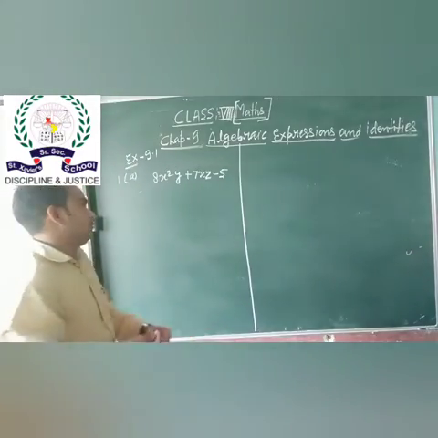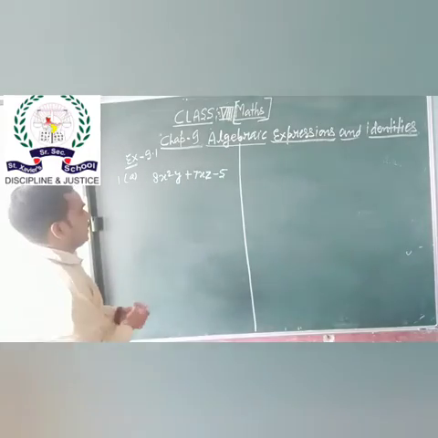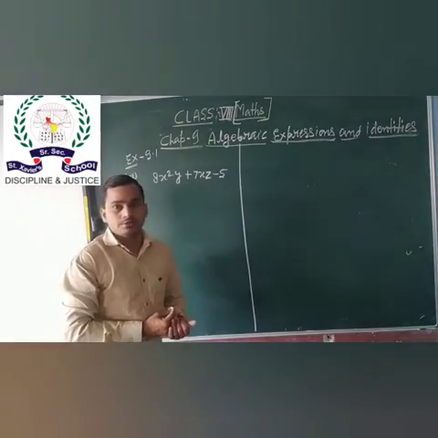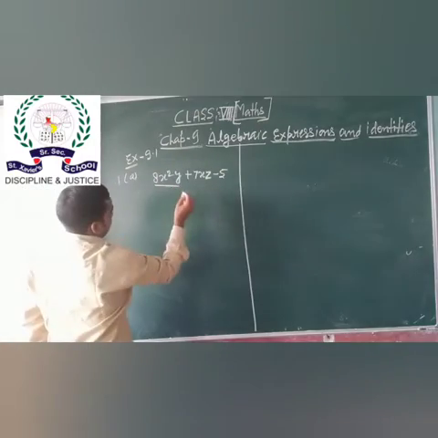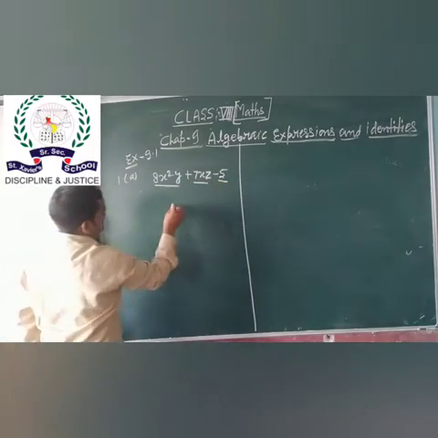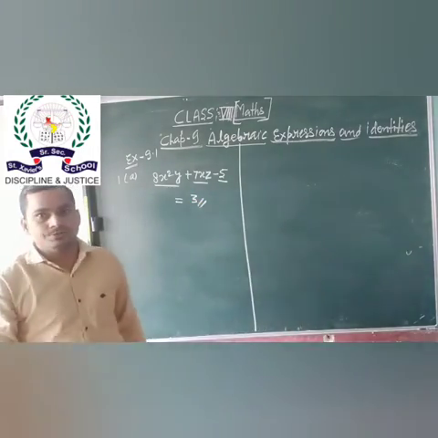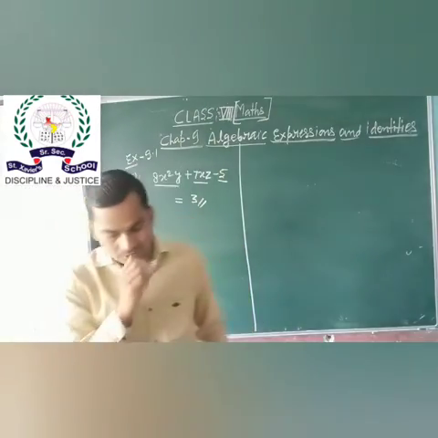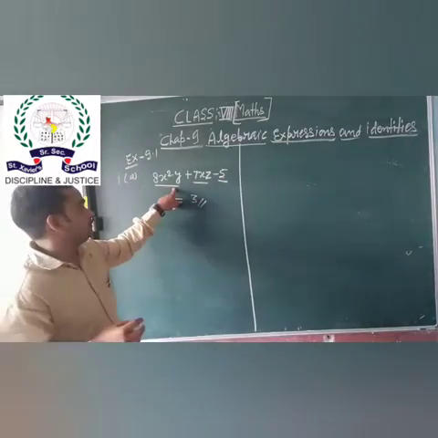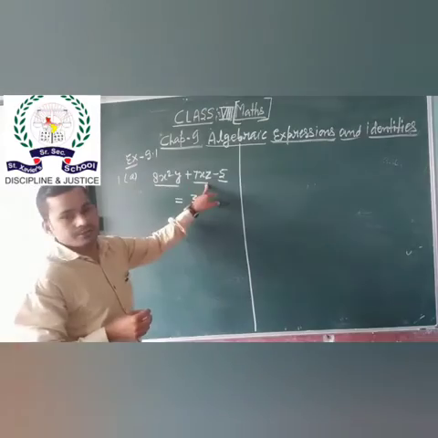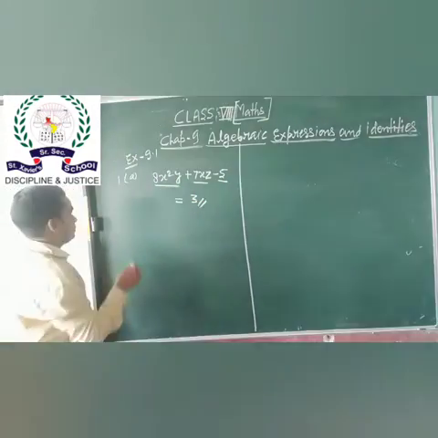We already discussed the number of terms. Plus and minus signs separate the terms in the given expression. So first 1, 2 and 3. That means 3 terms are in this expression. How many terms? 3. The first one is 8x square y, the second one 7xz, and the third is 5.